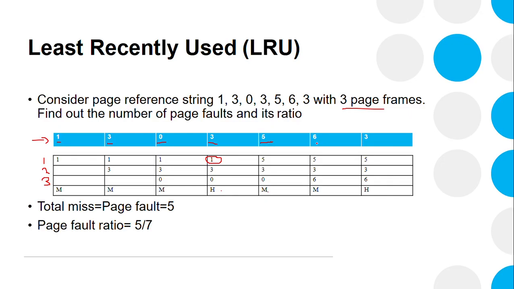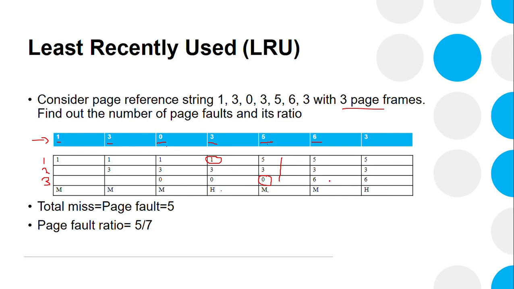Next number is 6. You can see 6 is not there in the memory, so we have to add 6. As we want to add 6, we have to check the previous values. 5 currently we have used, then 3 we have used, then 0. It is the least recently used, so that's why we have to replace 0 with 6. As we have added 6, it is a miss.